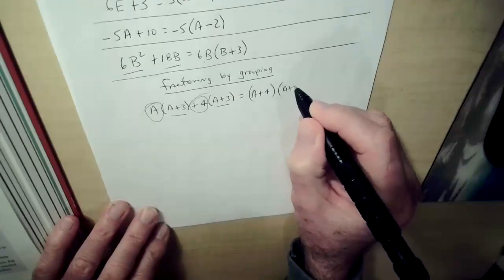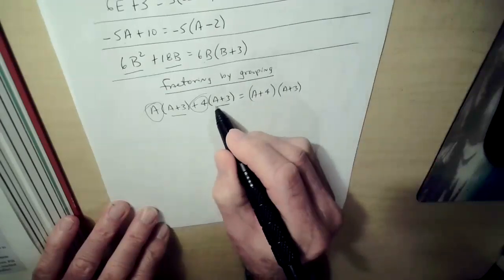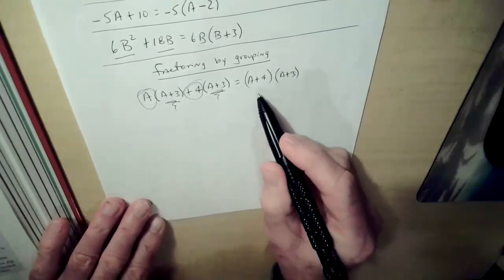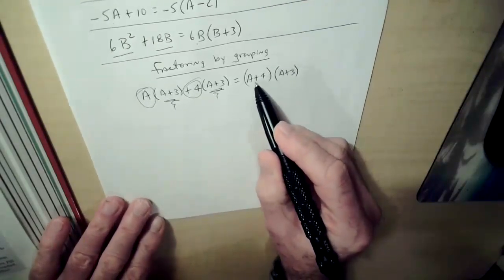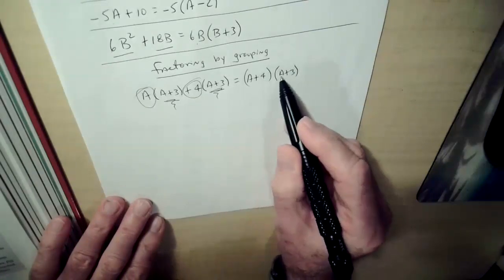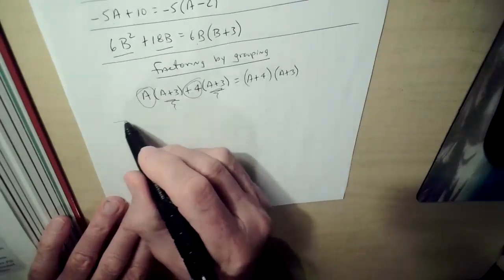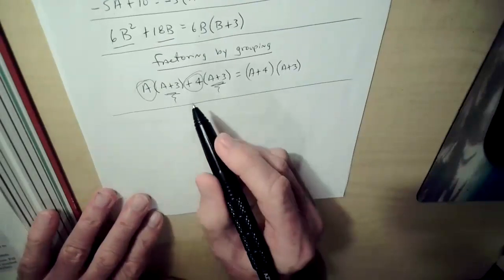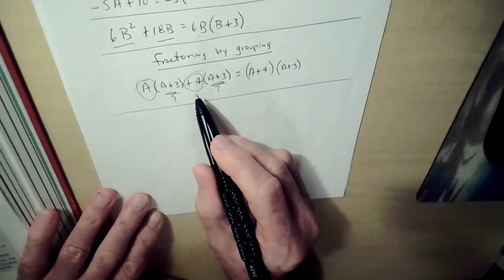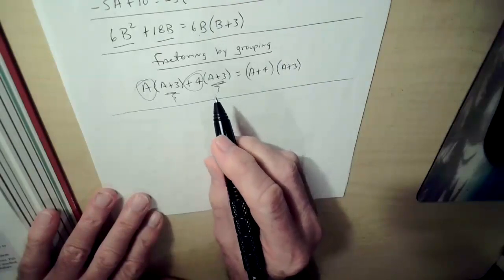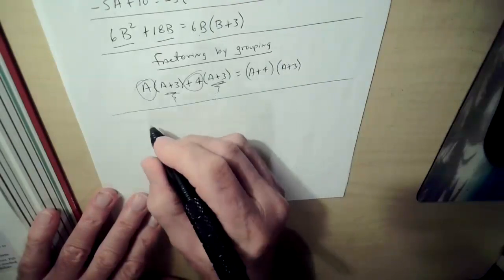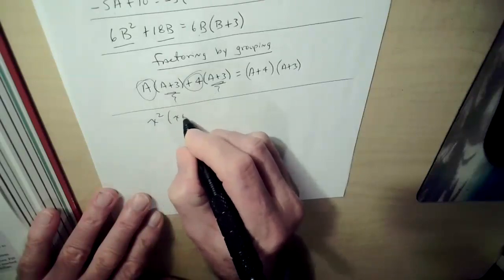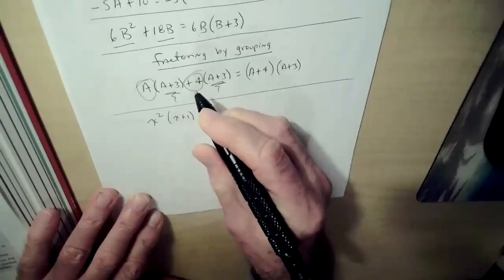this and this, times A plus 3. We only use one of these, not both of them. Okay, so if we did the distributive property here, we would end up with that in a different way. Okay, it's called factoring by grouping. Very, very important also.